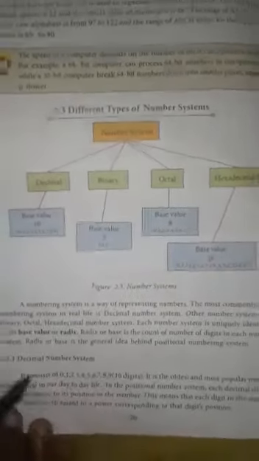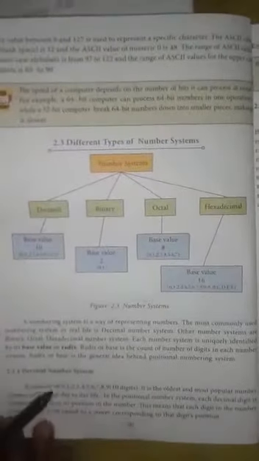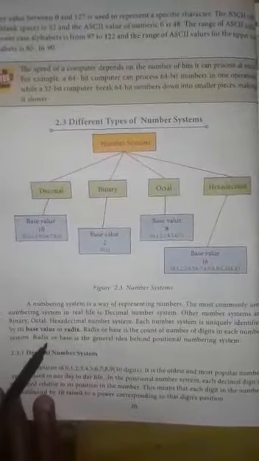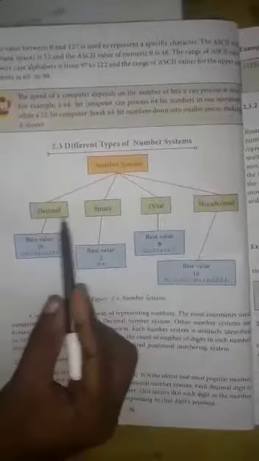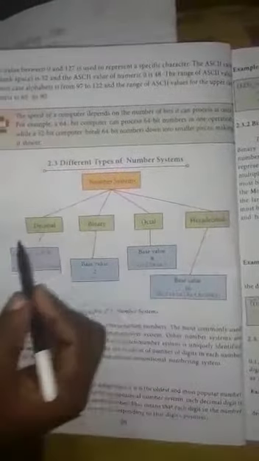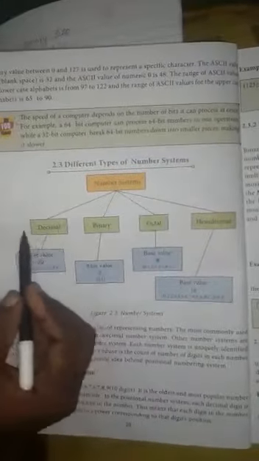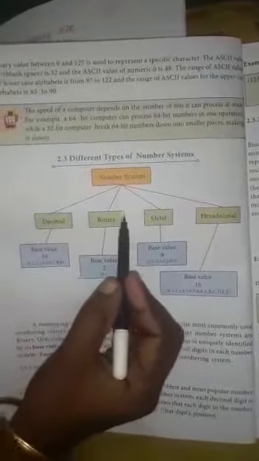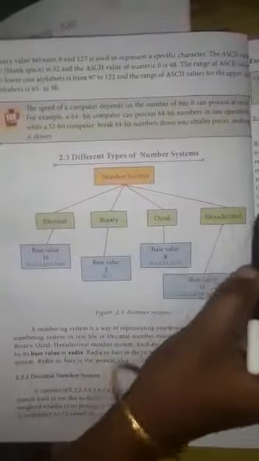Hello students, in this video you are studying 11th standard computer science chapter 2, topic: different types of number systems. There are four different types of numbering systems available in this book. First, the decimal numbering system; second, the binary number system; third, the octal numbering system; and fourth, the hexadecimal numbering system.